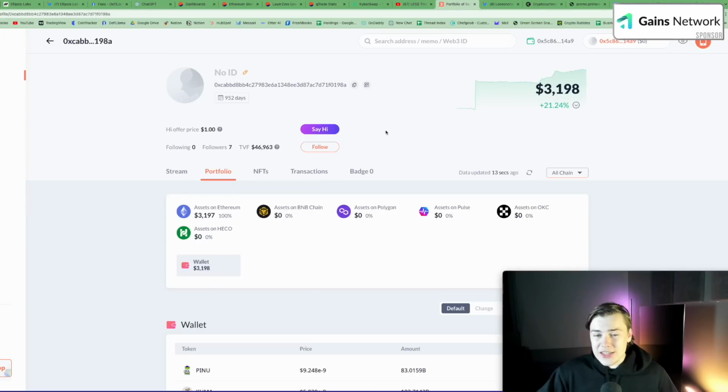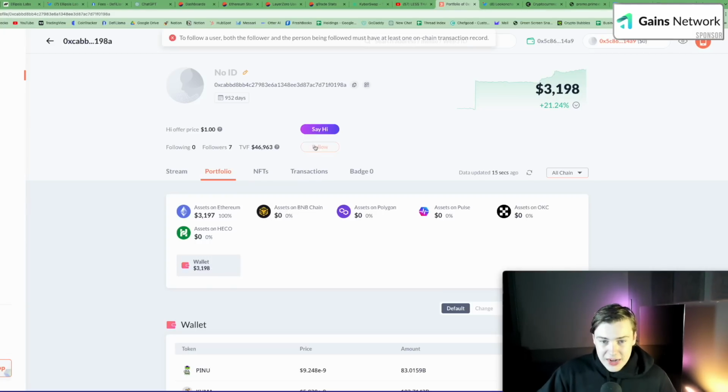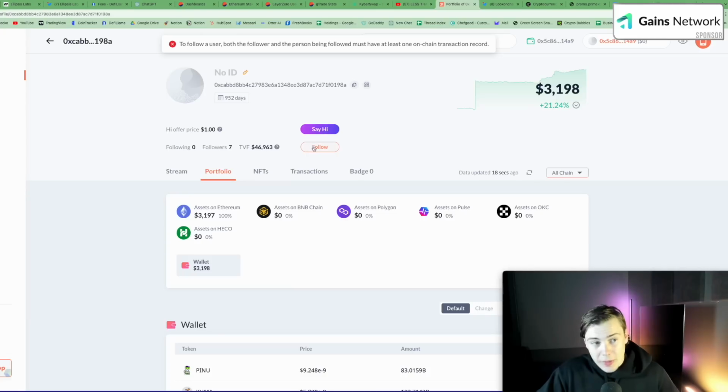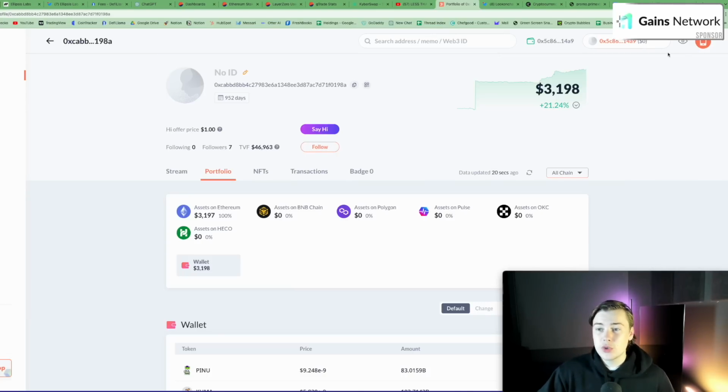And what you can do is when you enter in addresses, you can actually follow them, right? If you click the follow button, it's actually going to add them to your follow list, which is on your profile.